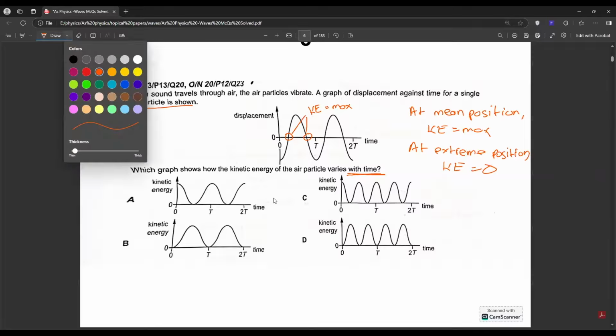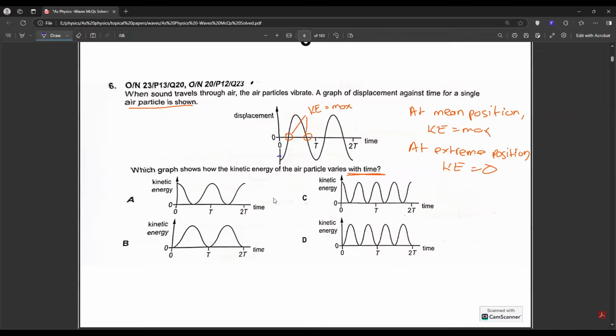What are the extreme positions here? The extreme positions are these and these. Perfect. And also this one as well. This one is also an extreme position. Perfect. So this is telling me that throughout one time period, my kinetic energy should reach maximum 2 times and minimum 3 times. Can you see option D?